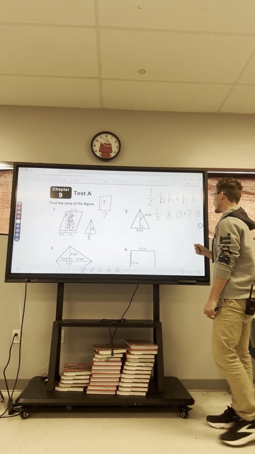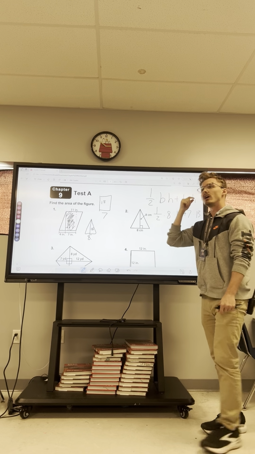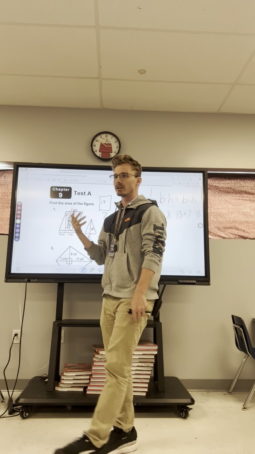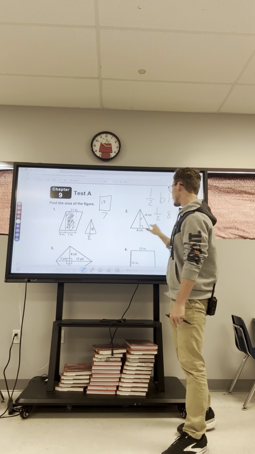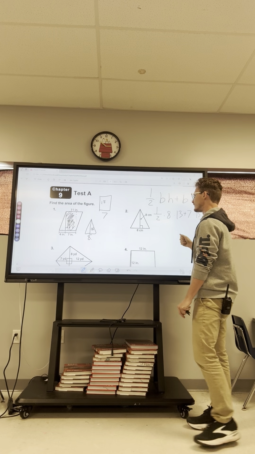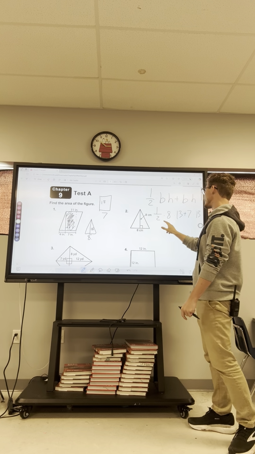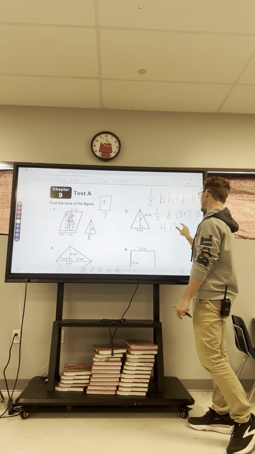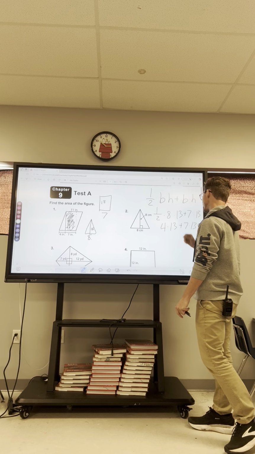And I always tell the students, always cut the number that's easier to cut in half. Is it easier to multiply our base and height and then cut it in half? Or is it easier just to cut one of the digits instead? Well, half of 8 is 4. So it's 4 times 13 plus 7 times 13.